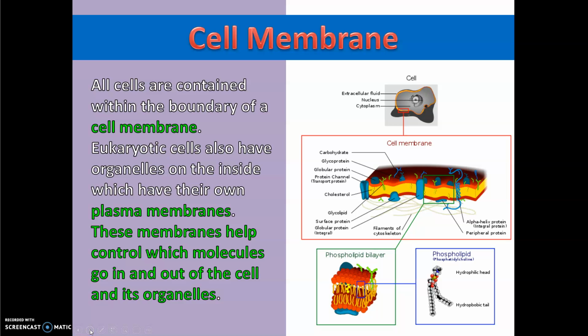So all cells are contained within a boundary of the cell membrane. This is some pictures of the cell membrane here. And eukaryotic cells also have organelles on the inside, which also have their plasma membrane. So not only do we have the outside cell membrane, but then we'll have a nuclear membrane, a mitochondrial membrane, different membranes like that. These membranes help control which molecules go in and out of the cell and its organelles. So the membranes are really important to allow things in and out.